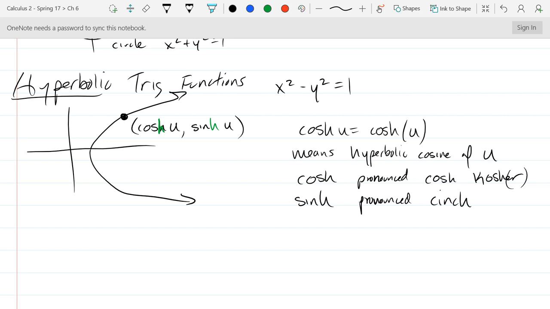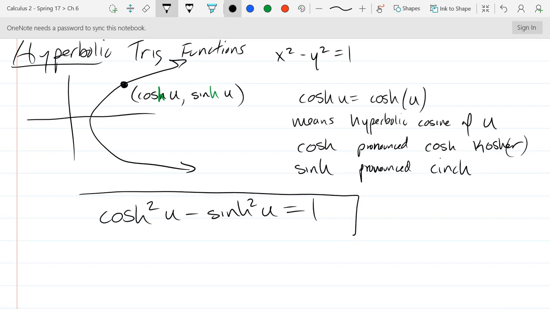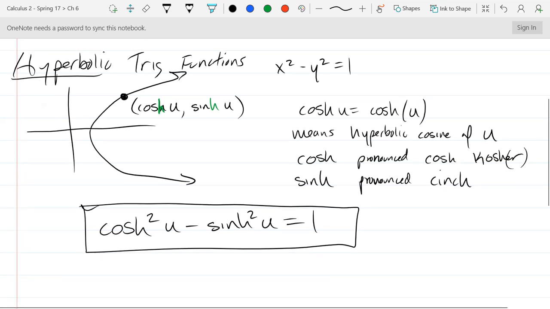All right, so the one identity we get from here is that cosh squared u minus sinh squared u equals 1. So there's our basic identity. Any hyperbolic trig functions, cosh and sinh, need to have this property. Tomorrow we'll officially define what is hyperbolic cosine and what is hyperbolic sine.